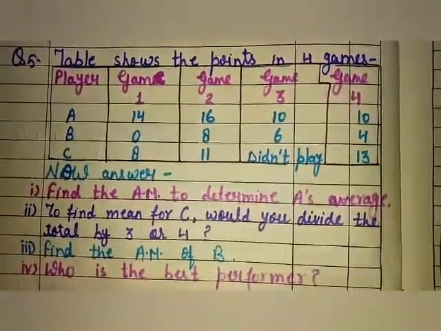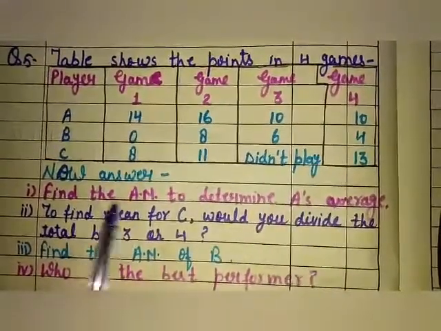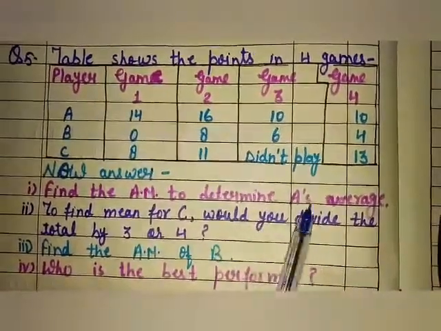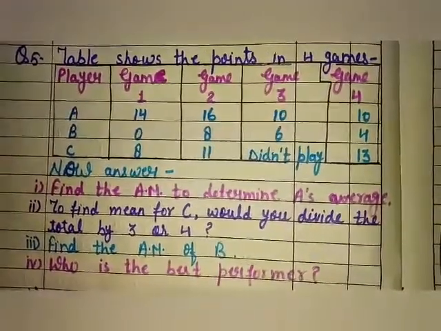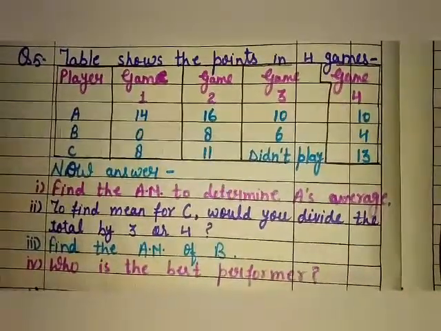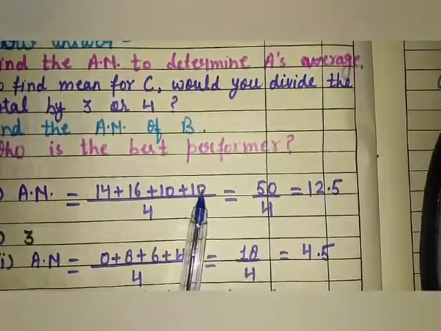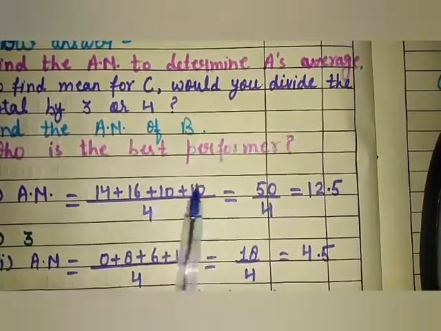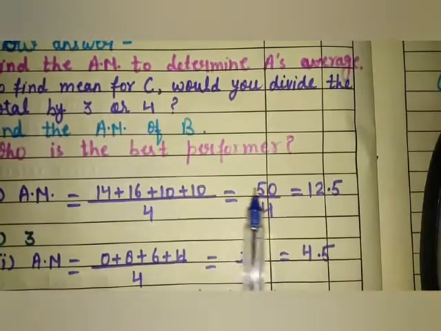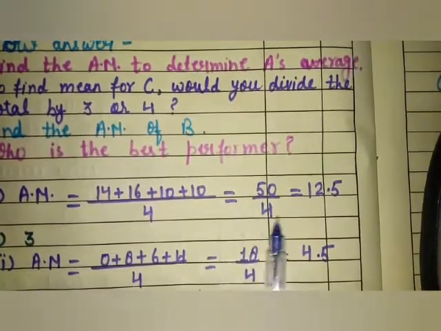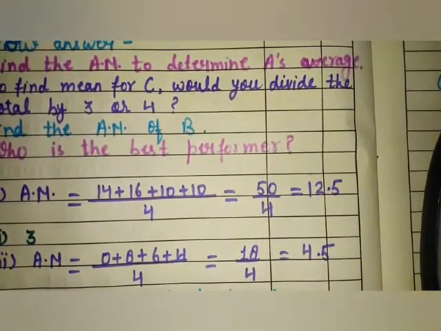Now answer: find the AM to determine A's average. You have to find the arithmetic mean to determine A's average. So we have to determine the arithmetic mean of A's points. The arithmetic mean will be the sum of all observations divided by the total number of observations, 1, 2, 3, 4. The sum of A's points is 50, divided by 4. When we divide 50 by 4, we get 12.5 as our answer.